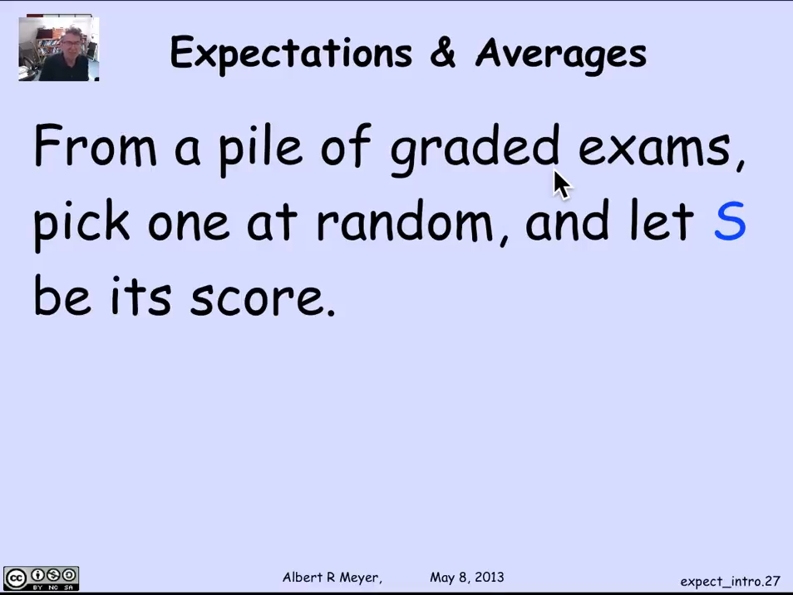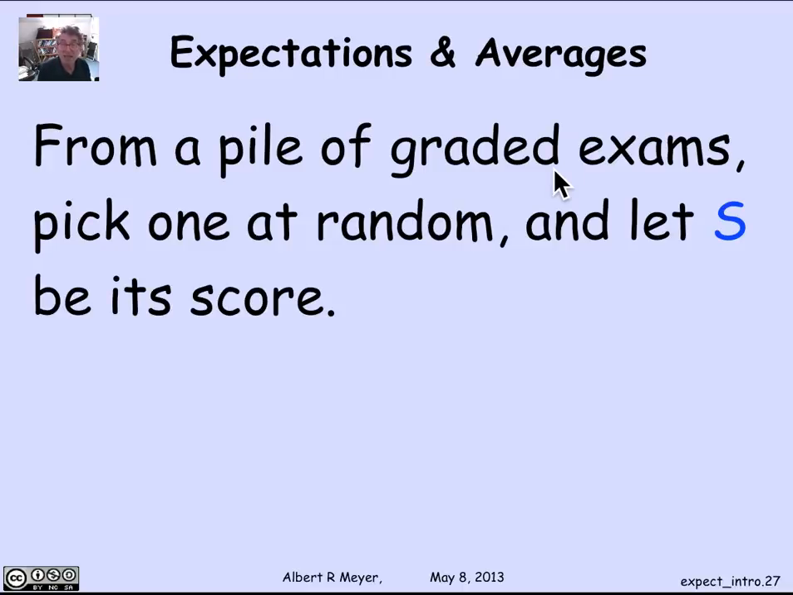Now let's connect up expectations with averages in a more precise way. We said that the expectation was kind of an abstraction of averages, but it's more intimately connected to averages than that even. Let's take an example where suppose you have a pile of graded exams and you pick one at random. Let's let S be the score of the randomly picked exam. So this random process of picking an exam from the pile is defining a random variable S, where by definition of picking one at random, I mean uniformly.